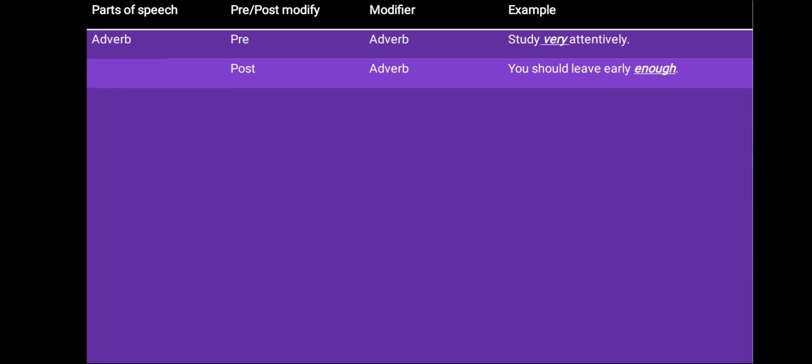Adverb. The sound is interesting because an adverb is pre- and post-modified also by adverbs. Study very attentively. Here, very is helping to modify attentively. And also in the next example, you should leave early enough. Here, enough is helping to post-modify the word early in the sentence.